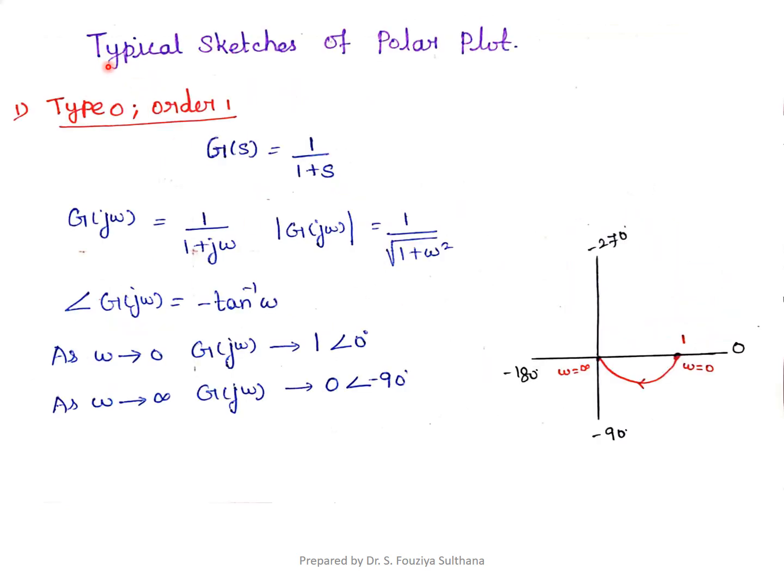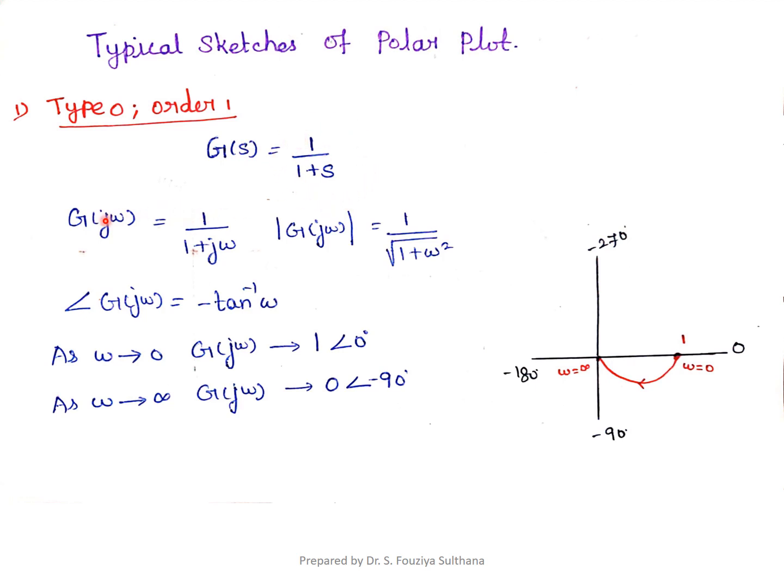These are some typical sketches of polar plot for the type 0 and order 1 system. So how can we find the type of the system and order of the system? The number of poles at origin defines the type of the system and the order of S defines the order of the system. For example, the given G of S is equal to 1 by 1 plus S. Here the number of poles at origin is equal to 0 and the order of S is equal to 1. So this is the type 0 and order 1 system.